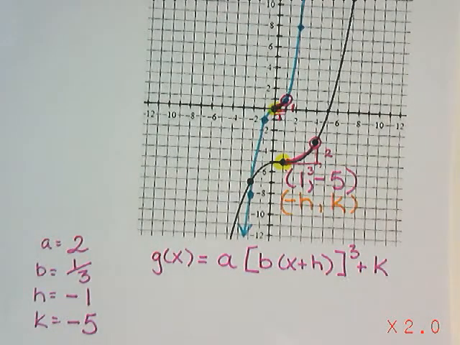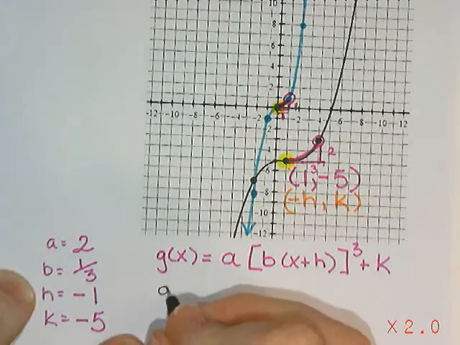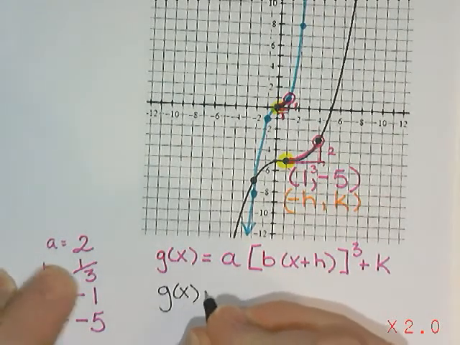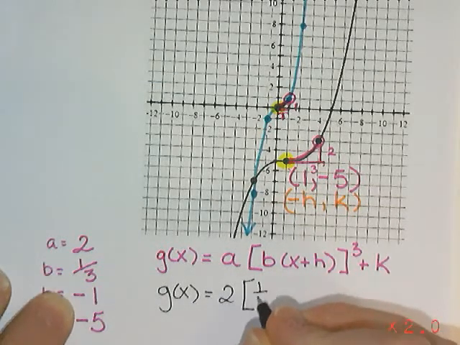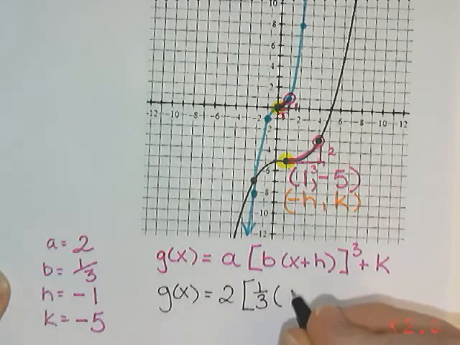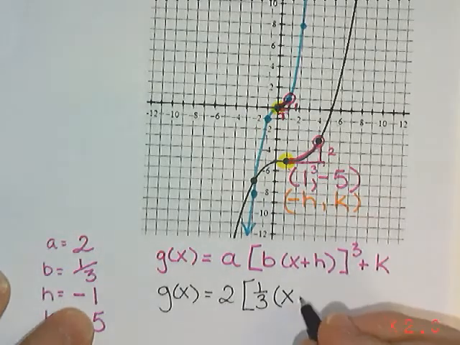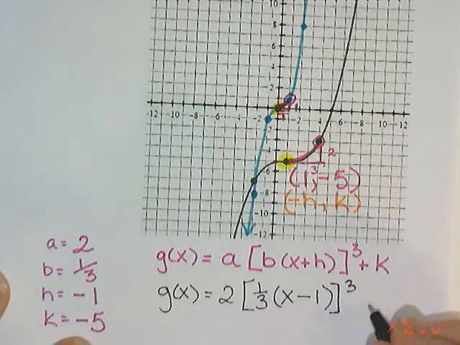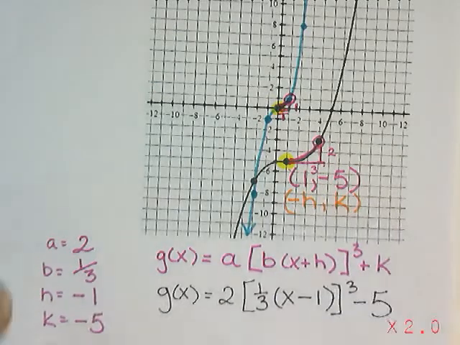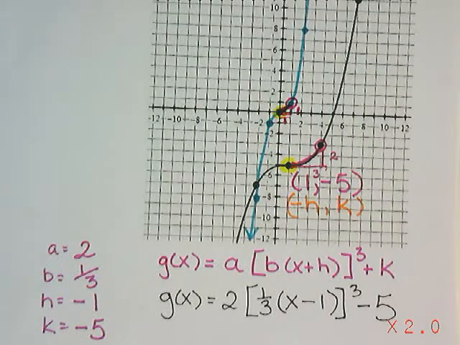Okay, that means my final equation here is going to be g of x equals a, that's 2, times b, that's 1/3, times x plus h. This is a minus 1, so minus 1, x minus 1, to the power of 3 minus 5. And that's my final equation.